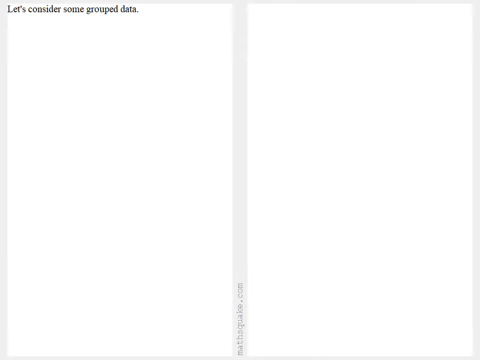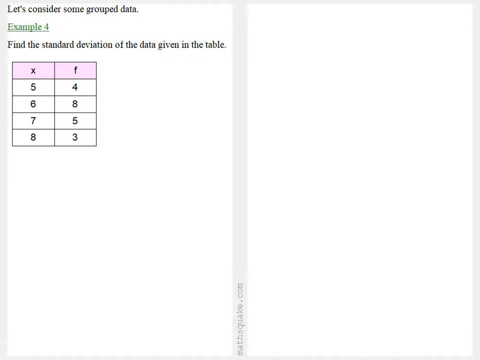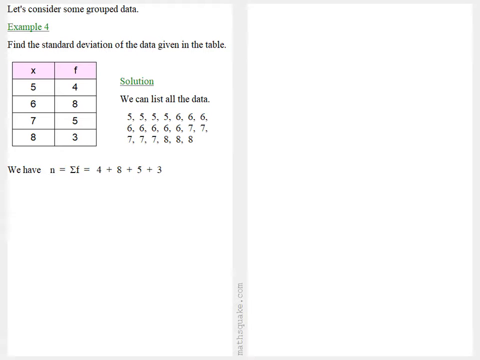Let's see how we can deal with grouped data. In example 4, we're asked to find the standard deviation of the data given in the table. Now the table has 4 different numbers, 5, 6, 7 and 8, with frequencies 4, 8, 5 and 3. Now to find the standard deviation, we could list all the data and solve it like we did the last problem. But from the table we see that we've got 4 number 5s, 8 number 6s, 5 number 7s and 3 number 8s. That means altogether we've got 4 plus 8 plus 5 plus 3 numbers. So n, the total number of data values, is 4 plus 8 plus 5 plus 3, which is 20.